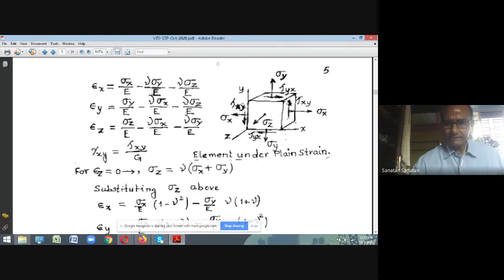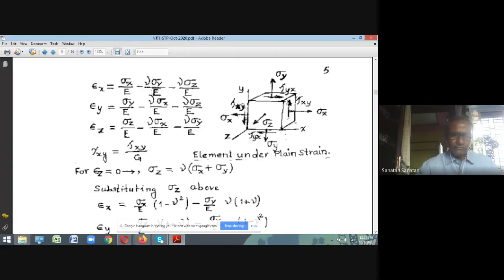Again, I repeat, sigma x and sigma y will expand the volume of the element in the x and y direction, but it will try to reduce the volume in the z direction. But if you want a situation where the z direction does not have any contraction whatsoever, we want a situation wherein epsilon z strain is 0 in the z direction. So you see, if you want to have that, then we can find out that sigma z is going to be related to sigma x and sigma y.